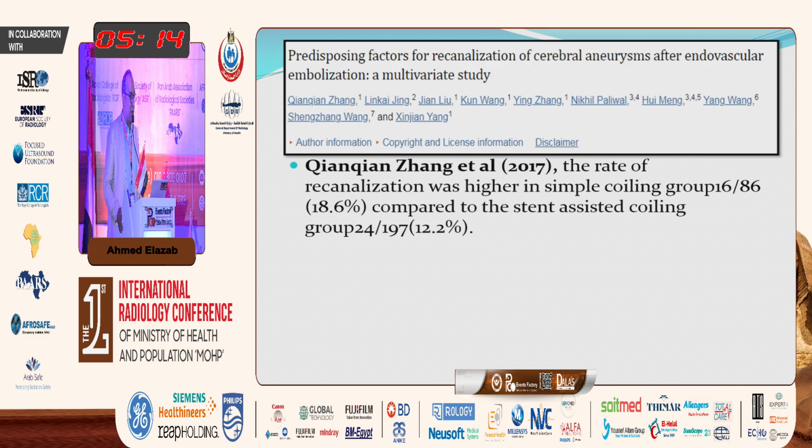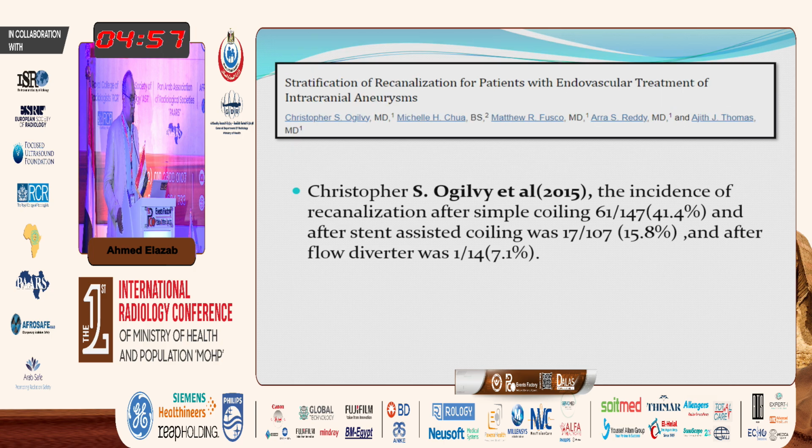In this study, comparing the incidence of recanalization regarding the method of treatment, in simple coiling the incidence of recanalization was 18.6% compared to stent-assisted coiling, which was 12%. Also, the study shows that the incidence of recanalization with simple coiling was 41%, and with stent-assisted coiling it was 15.8%, and after flow diverter it was 7.1%.